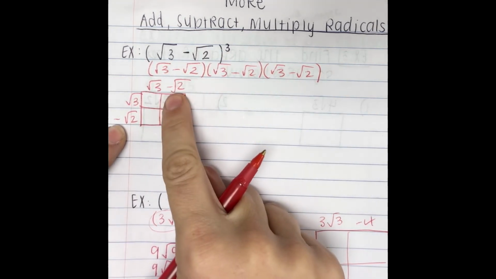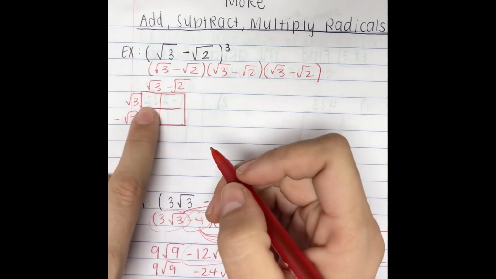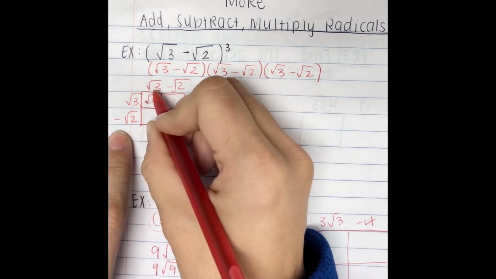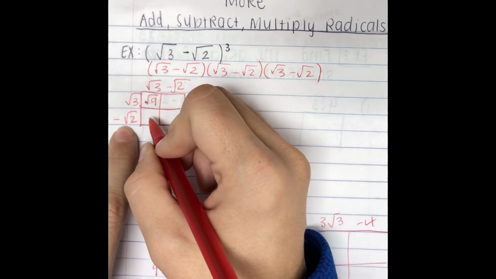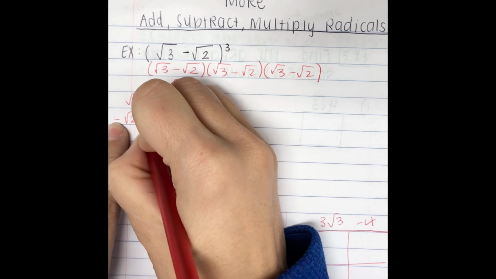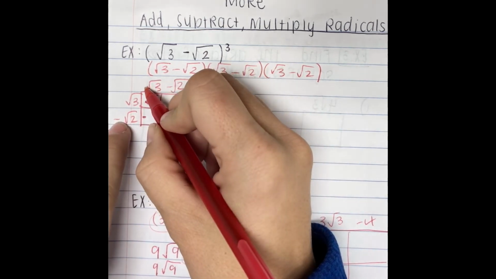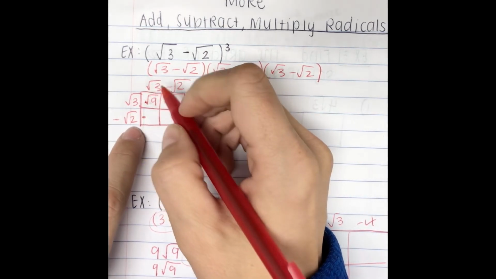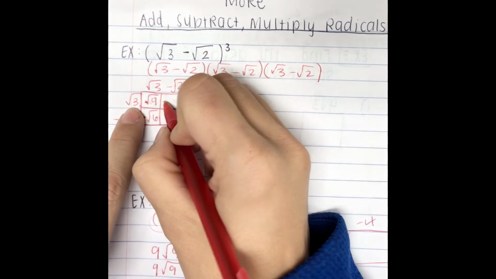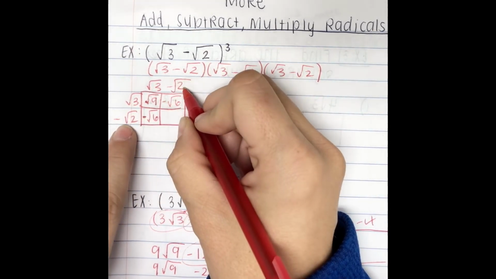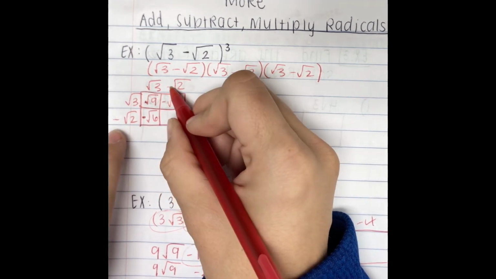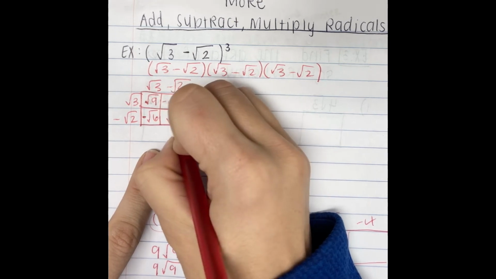Don't forget the minus signs, they do matter. So we get square root of 3 times square root of 3, which gives me the square root of 9. Square root of 3 times a negative square root of 2. Your negative stays out front because it's like negative 1 times 1 out front. Underneath, we put our square root of 6. Same here, negative square root of 6. And then negative square root of 2 times negative square root of 2, negative and negative makes a positive square root of 4.